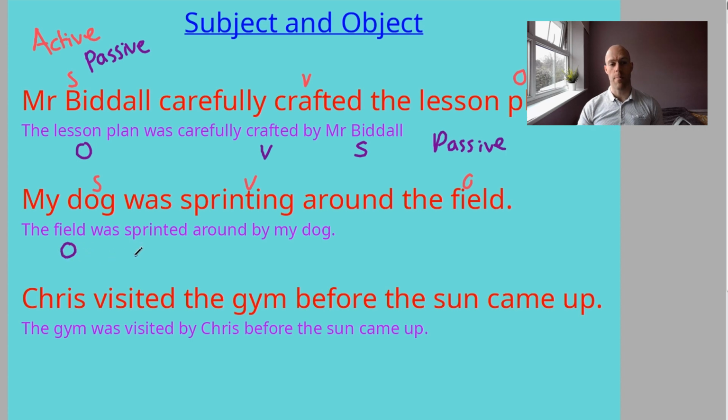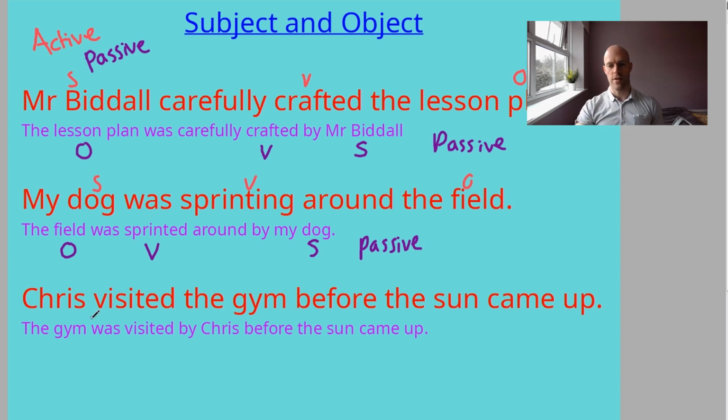The verb is still happening to the field. Sprinting is still the verb, and my dog is still the subject. It just goes at the end. So if it goes object, verb, subject, it's passive. And if it goes subject, verb, object, it's active. I'm hoping you're starting to click into this a little bit now.